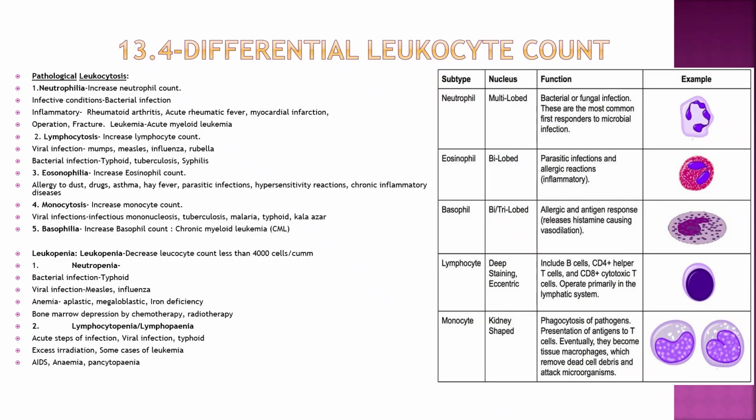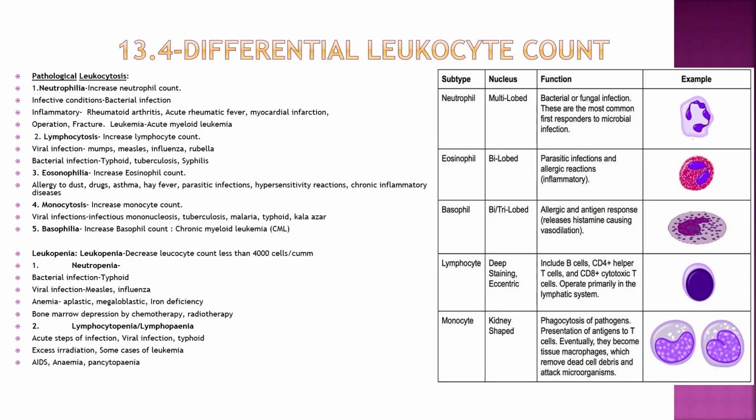Then lymphocytosis, it is an increased lymphocyte count. It is mainly seen in viral infections like mumps, measles, influenza, rubella, and some bacterial infections like typhoid, tuberculosis, syphilis. Eosinophilia, it is an increased eosinophil count, and it is due to allergy to dust, drugs, or asthma, hay fever, or parasitic infection. Monocytosis, it is an increased monocyte count. It is usually seen in viral infections like infectious mononucleosis, then malaria, typhoid, kala azar. Basophilia, it is an increased basophil count. It is seen in chronic myeloid leukemia.